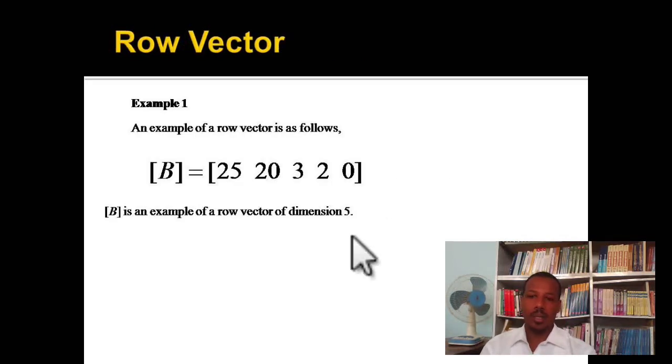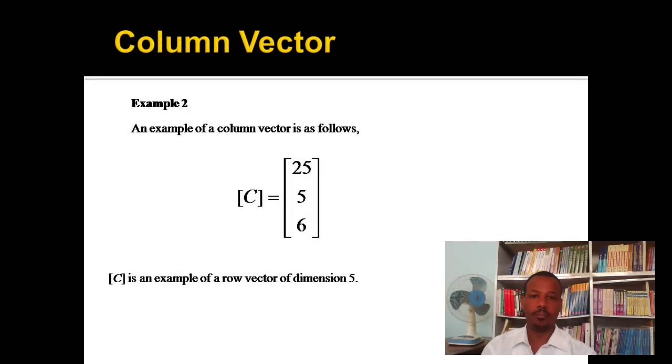For an example of a row vector, you may consider this one. A matrix B, which has exactly one row. How many columns does it have? 1, 2, 3, 4, 5 columns. So this one is said to be a row vector because it has exactly one row. And this one is an example of a column vector because it has exactly one column.